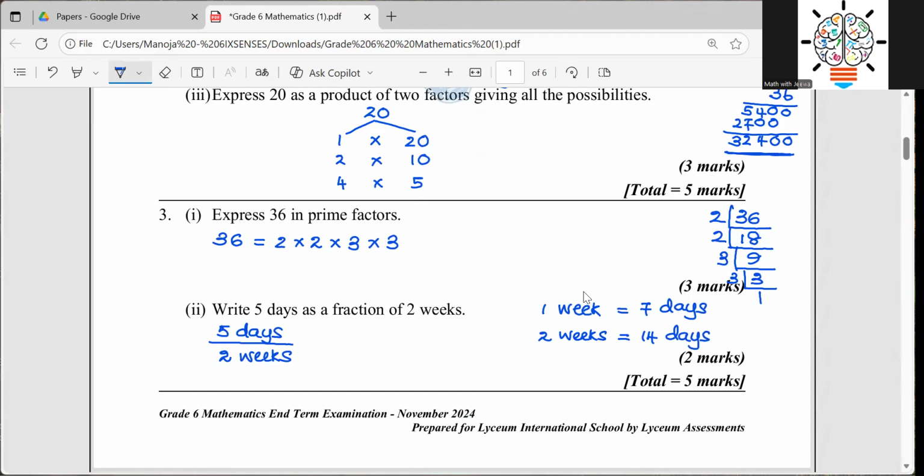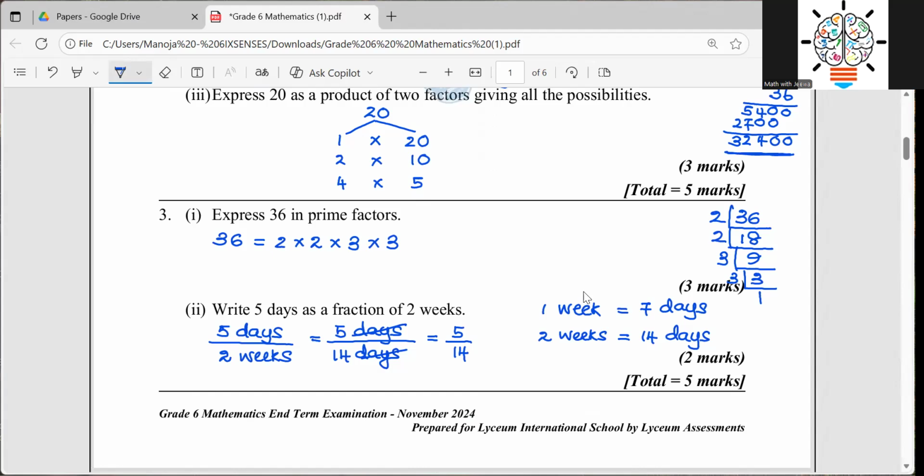Okay, so then I can write, instead of 2 weeks, now I write 5 days divided by 14 days. Right? So then the days and days you can cancel. Now you have it as a fraction, 5 over 14. Okay, you want to write 5 days as a fraction of 2 weeks. Let's say that you have kept the answer 5 days over 14 days. That is also correct. Don't worry.